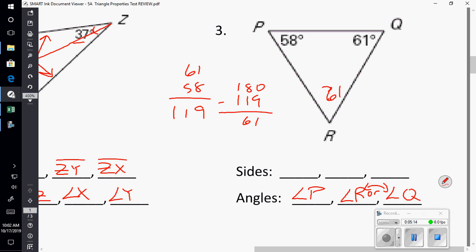Sides, the same thing would apply. The side opposite angle P, so side QR, is definitely the smallest, the shortest side. But the next two sides, PR and PQ, either one of those could go second because they are the same length. If the angles across from them are the same size, then they will be the same length.